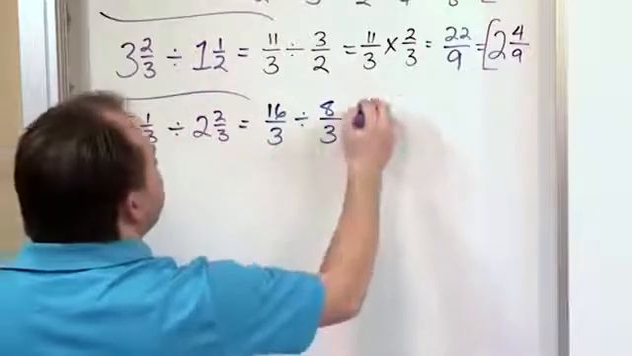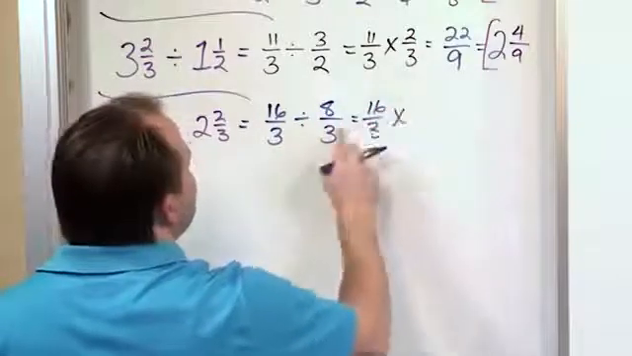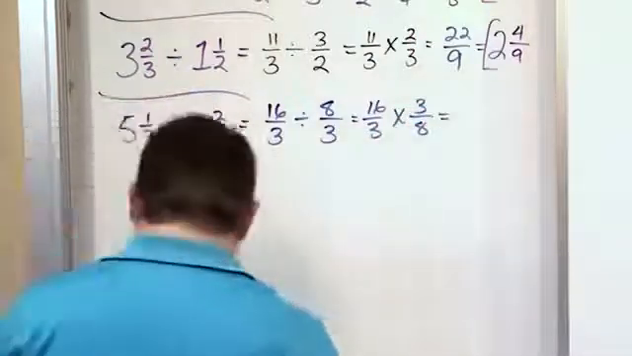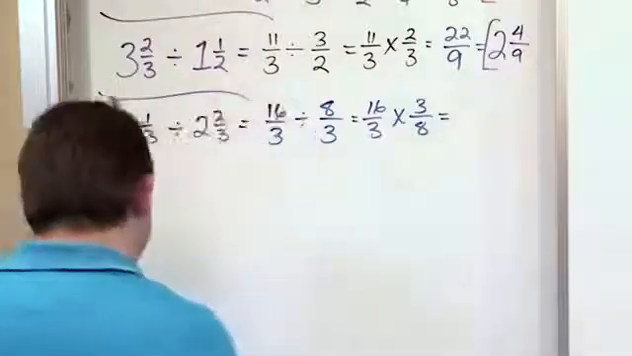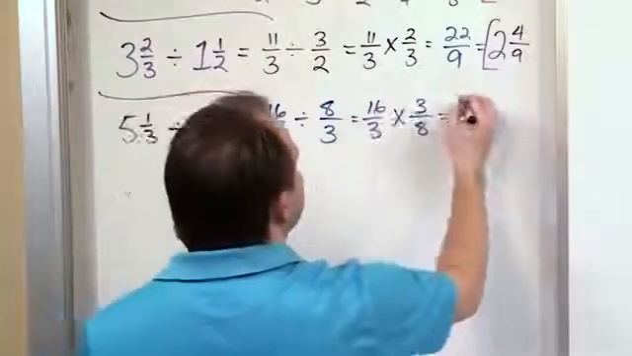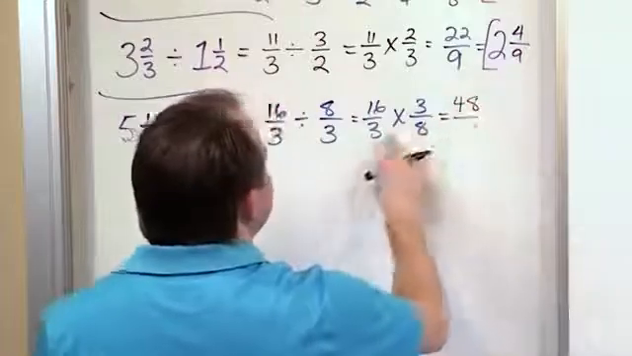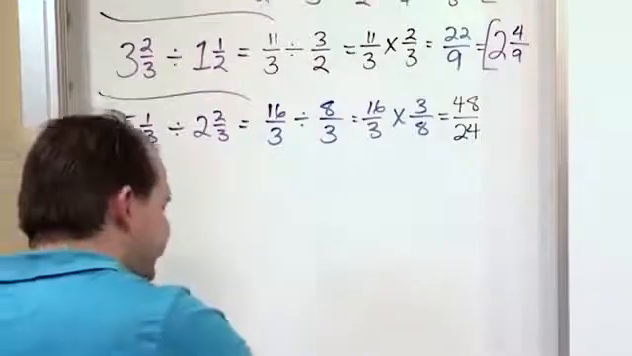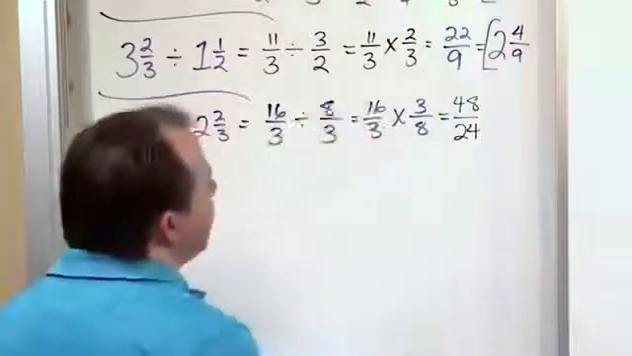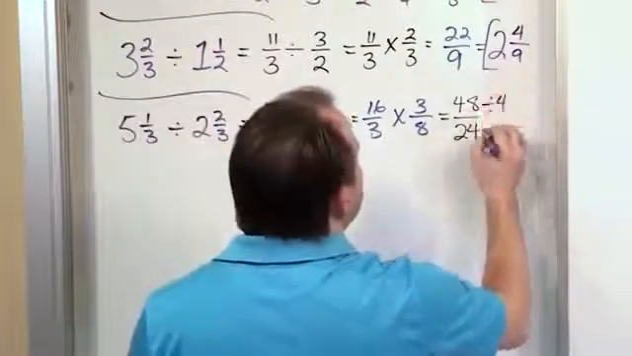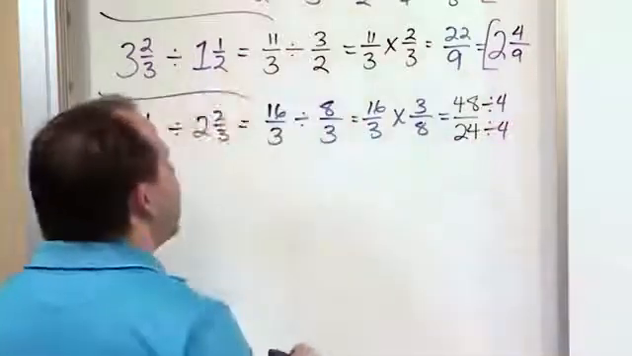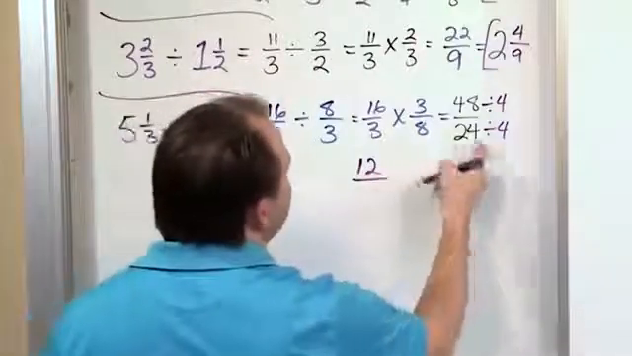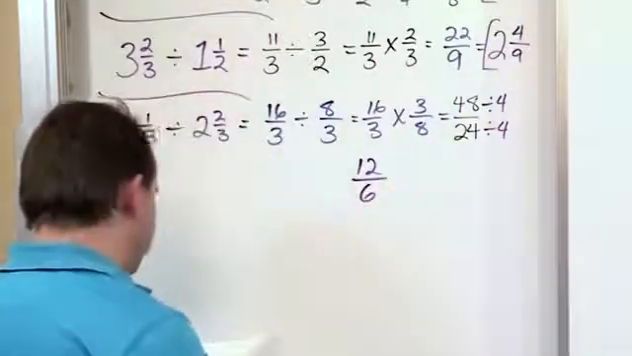And then here we change this to multiplication. 16 over 3 times, and we flip this one to 3/8. And so then we have 16 times 3 on the top, which if you do 16 times 3, you'll find that that's 48. And 3 times 8 is 24. So we have 48 over 24. And then we see that we can simplify this quite a bit because we can divide the top and the bottom by 4. 48 divided by 4, if you think about it, is 12, because 12 times 4 is 48. And 24 divided by 4 is 6, because 6 times 4 is 24.